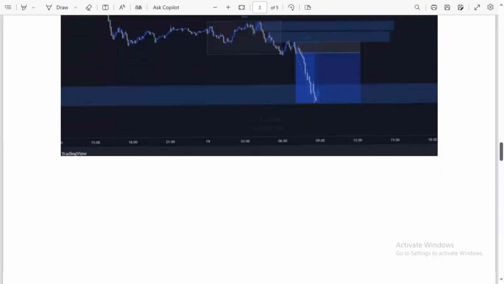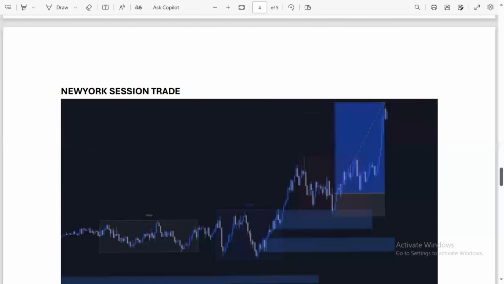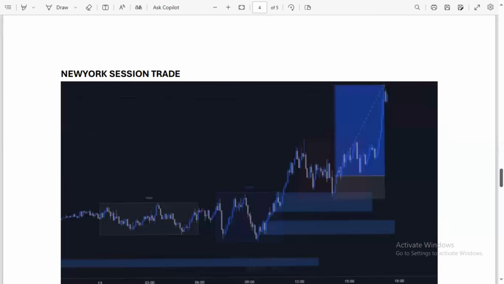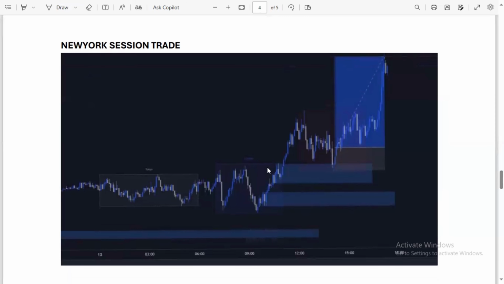Alright guys, now this is the trade I took during the New York session. The same thing, this trade was on EUR/USD. There wasn't a clean setup during the London session, so the New York session had to mitigate the demand zone that was formed during the London session. So after the final confirmation, I entered the trade.